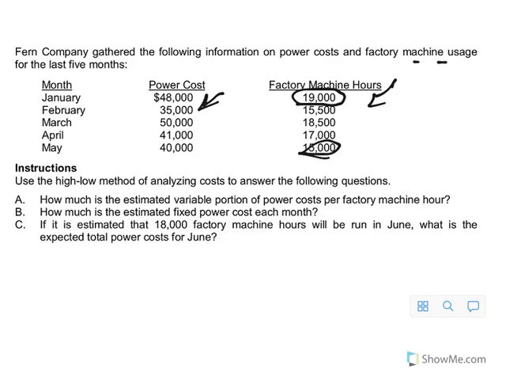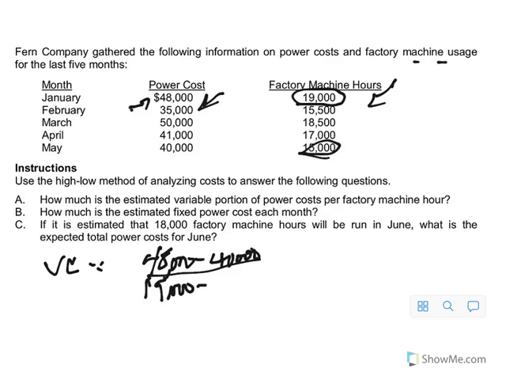So the change in cost gives the variable cost. To figure out variable cost, we take the change in cost: the cost at the high, 48,000, and the cost at the low, 40,000. And we take the activity at the high, 19,000, and the activity at the low, 15,000. So the change in cost over the change in activity will give me $2 per unit.